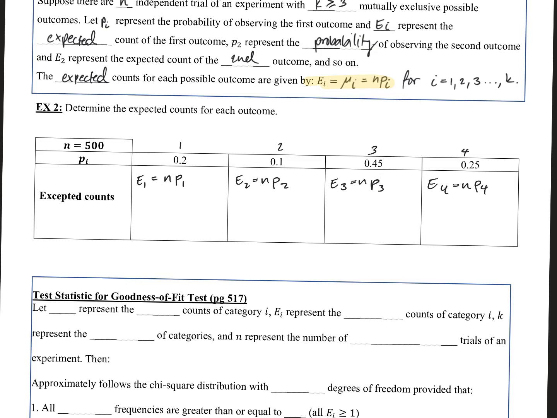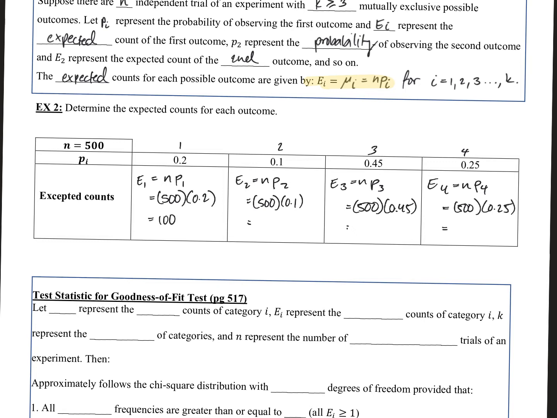And here we have e sub 1 equal to, well, n doesn't change for all of these, it's still 500, but the p-values change. For this one, it's 0.2. Calculating that out, we'll have 500 times 0.2, which is 100. So that's the expected count for that one. And then the expected count for the other one will be 500 times 0.1. For this one, it will be 500 times 0.45. And lastly, 500 times 0.25.